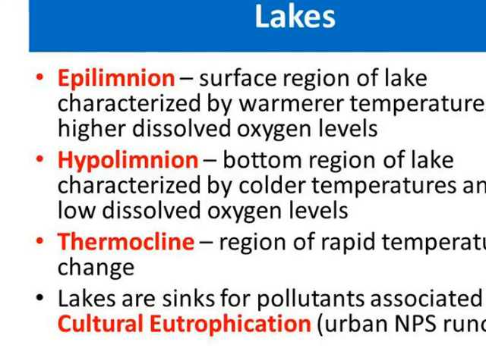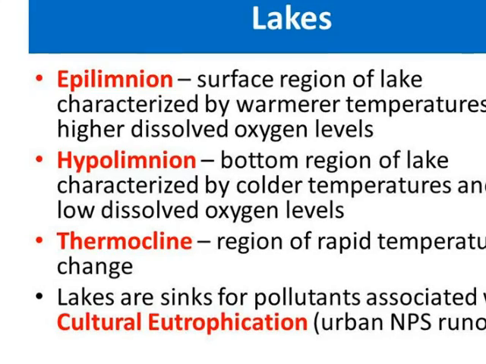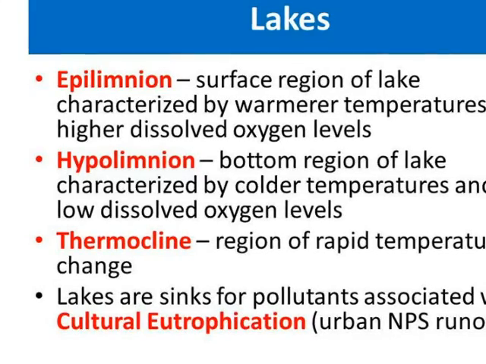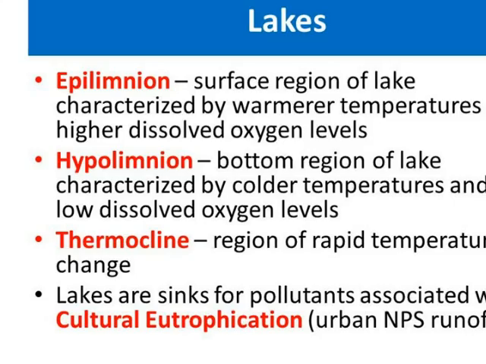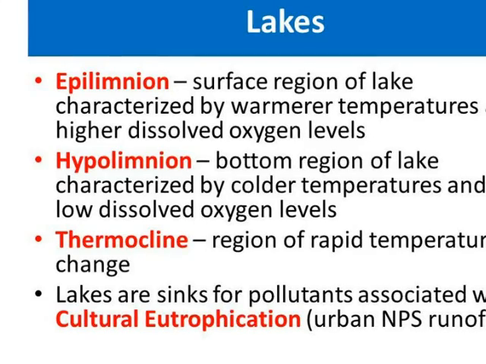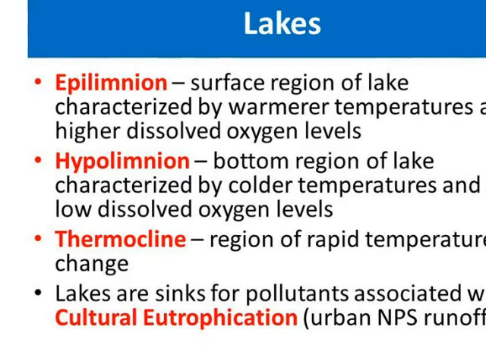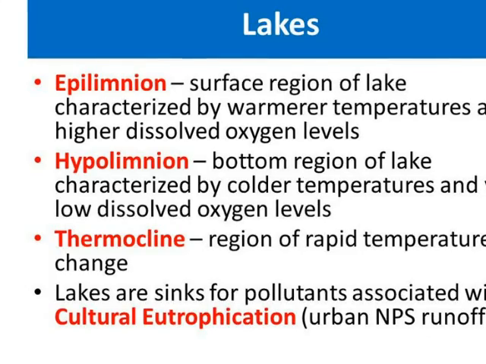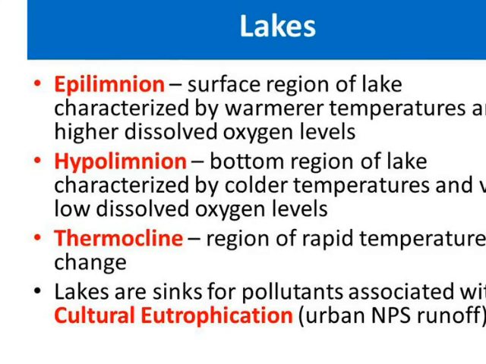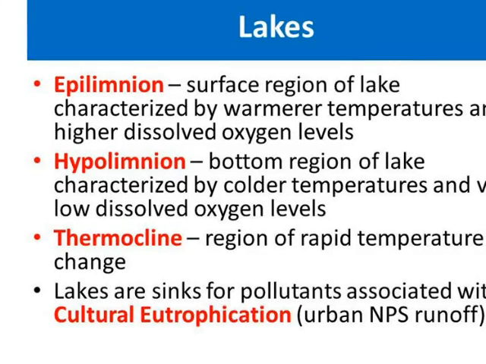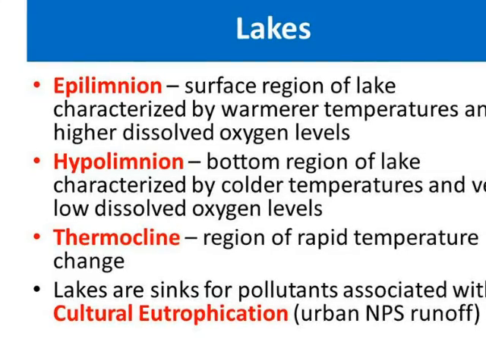Now, when we go into lakes, we have a couple of terms we need to define. The epilimnion is the surface region of the lake at the top of the lake, which is characterized by warmer water temperatures compared to the bottom layers and has a higher amount of dissolved oxygen. The bottom of the lake is called the hypolimnion, and that's characterized by colder temperatures and very low dissolved oxygen. And then generally between the epilimnion at the top and the hypolimnion at the bottom, we have an area called the thermocline, which is a region of rapid temperature change, and also because dissolved oxygen is intimately related to temperature change, there's a rapid change in dissolved oxygen.